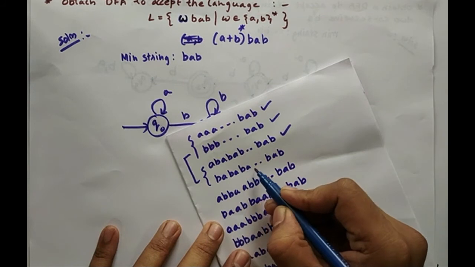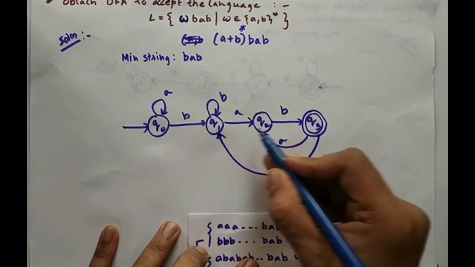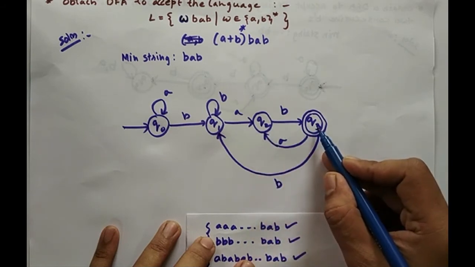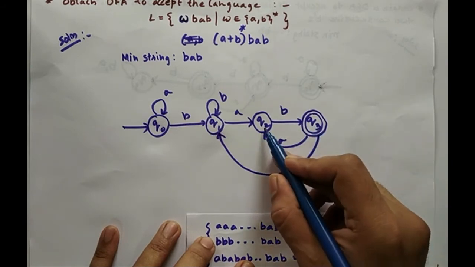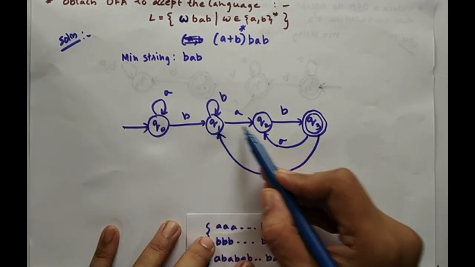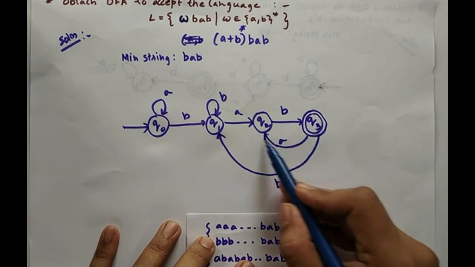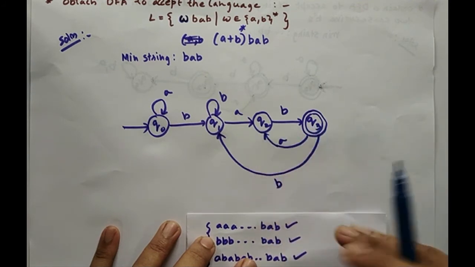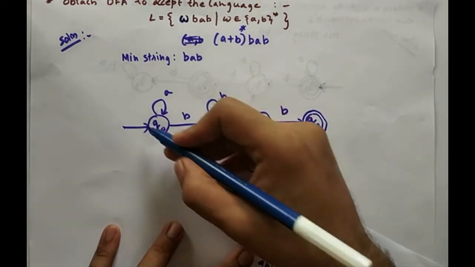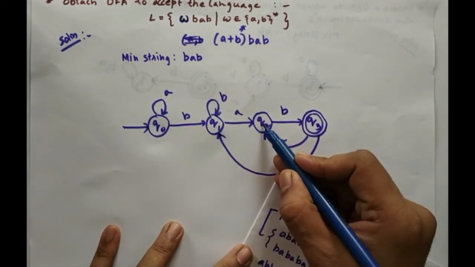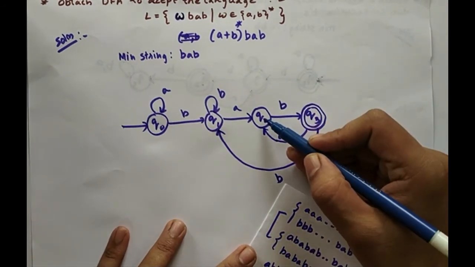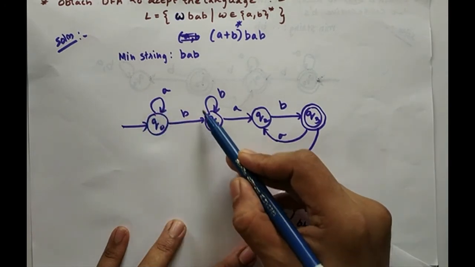Now BA, BA, BA, BA ending with BAB. Let's see. BA, BA, BA, BA ending with BAB. Right? Accepted. Then ABBA, ABBA ending with BAB. ABBA. Then from here again you want A, right? From here you want again A. So it is A, B, B, A.